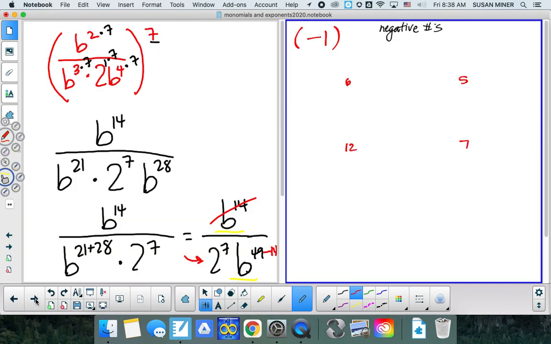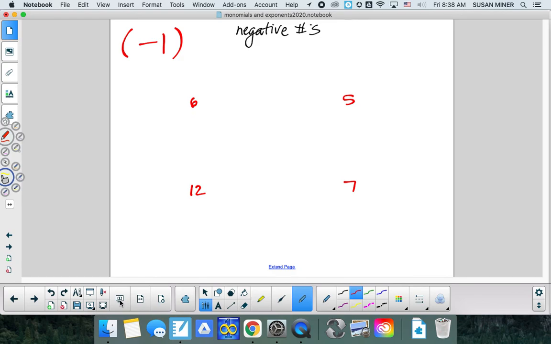So what I'd like you to do, well, I'm sorry, I forgot about negative numbers. We got to talk about negative numbers and how negative numbers are affected by an exponent. This is important because we're going to introduce some negative coefficients today. We are not talking about negative exponents yet, but we will.